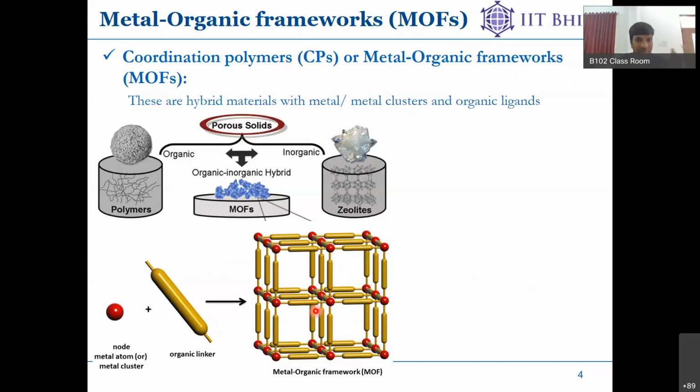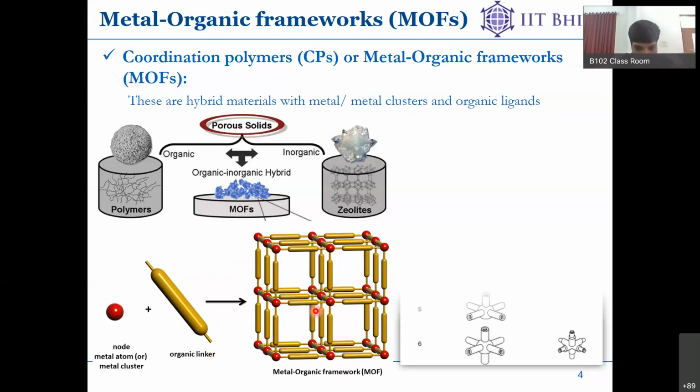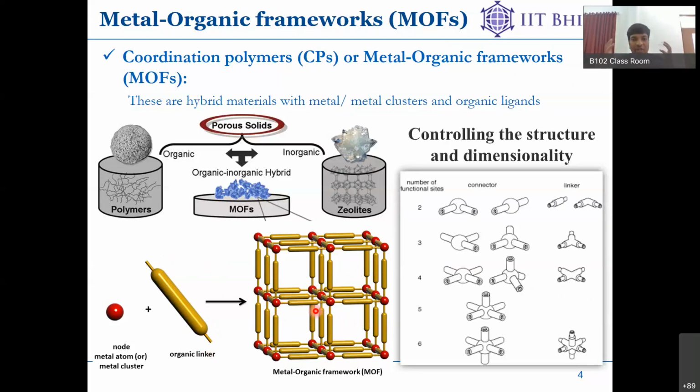Actually, no. That makes this chemistry very interesting because you have very good control of the structure as well as the dimensionality. So you can produce one-dimensional polymers as well as two-dimensional and three-dimensional polymers, based on your metal node as well as the organic linker. So let me take some examples.